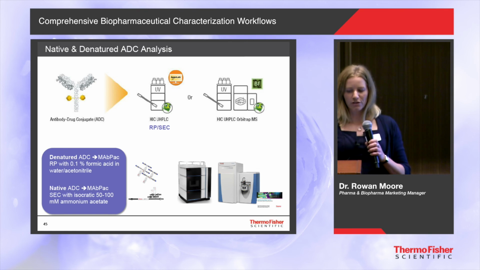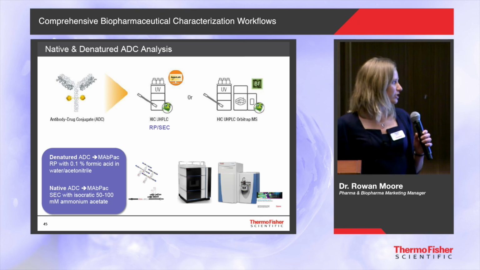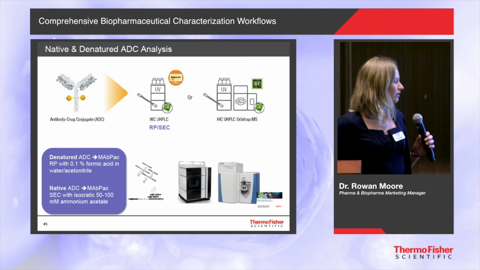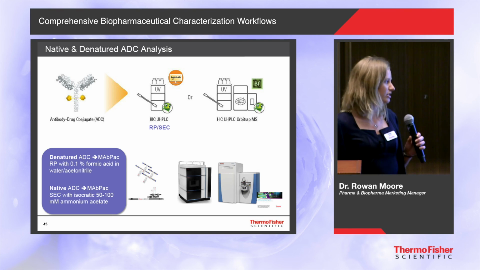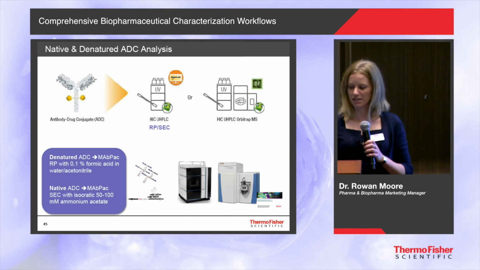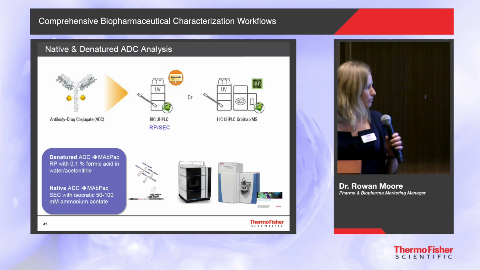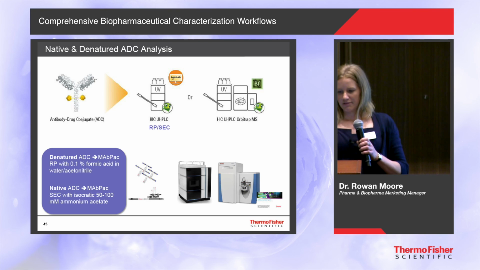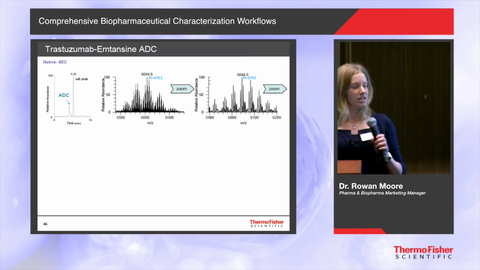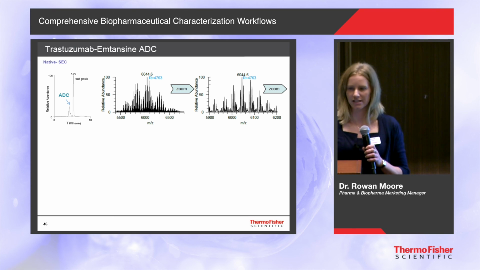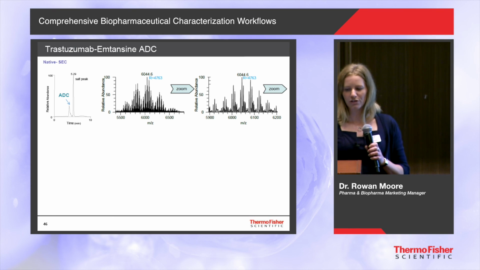So what we did was we took an antibody drug conjugate and we ran it on the MAbPac RP column, under denaturing conditions, and in parallel we ran it under native conditions by size exclusion chromatography. We used ammonium acetate as the eluent here. The data was from trastuzumab emtansine, or Kadcyla, which is a lysine-linked ADC. And we look at the native data.